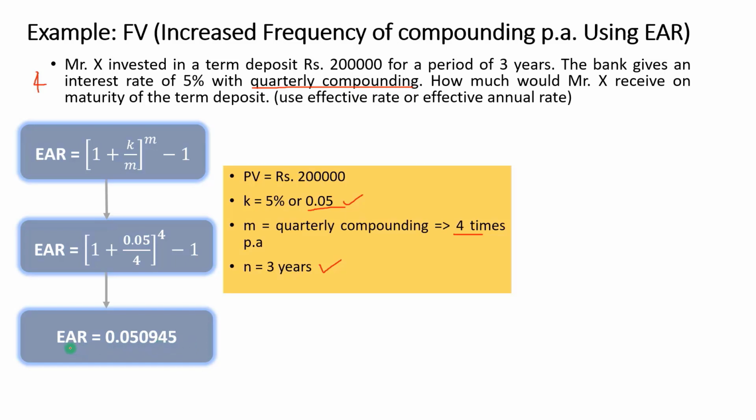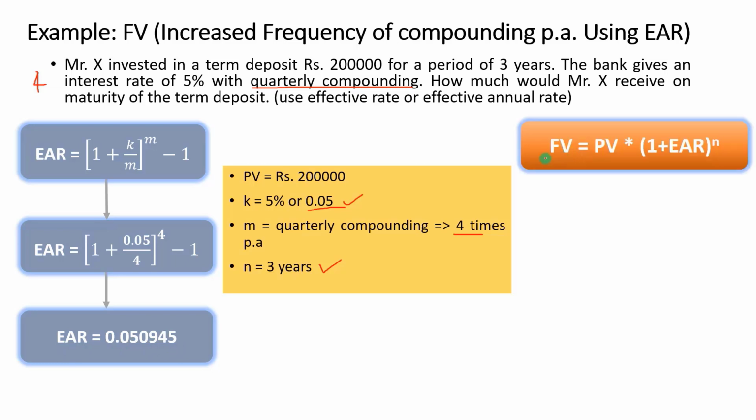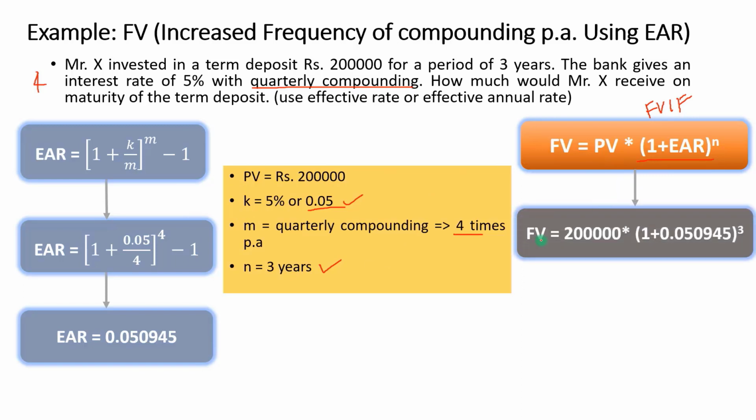Now we can directly use this effective annual rate in calculation of future value by substituting the value in the formula. So future value is equal to PV into 1 plus effective annual rate to the power of N. So this entire part will become FVIF, future value interest factor. Let us substitute these values into future value formula. Then future value is equal to 2 lakhs into 1 plus 0.050945 to the power 3.